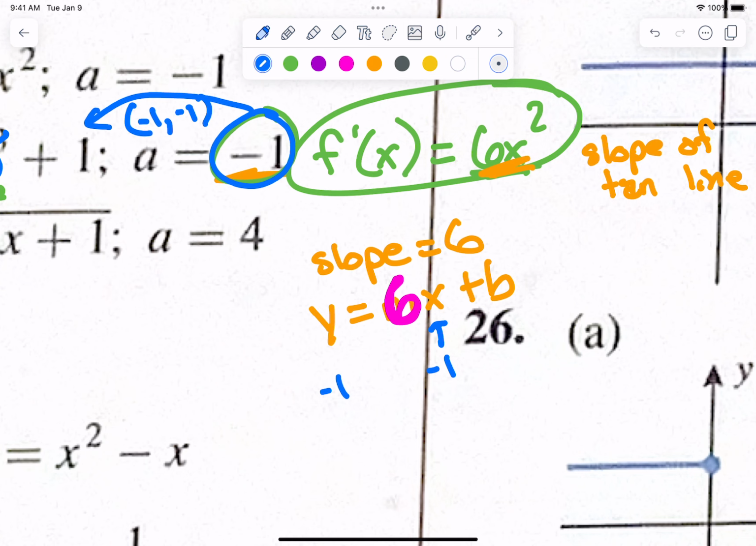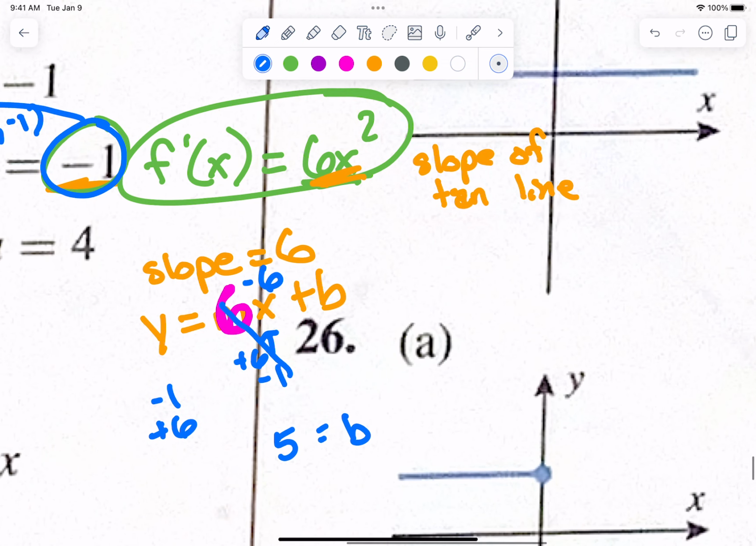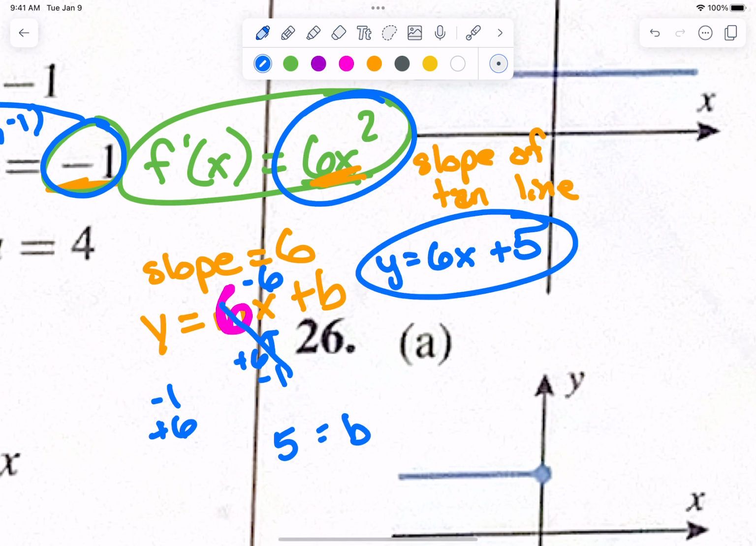Okay, so we have to find b. 6 times negative 1 is negative 6. Add 6. b is 5. Okay, so final answer. We found our derivative. This is our general derivative, right? y equals 6x plus 5. That is my whole tangent line. Okay? Coming together-ish.